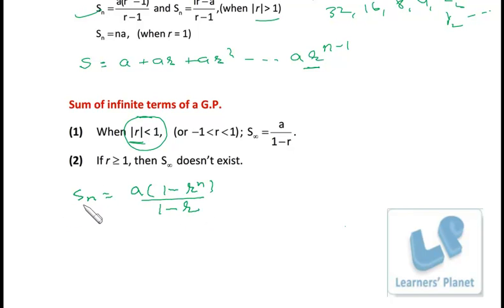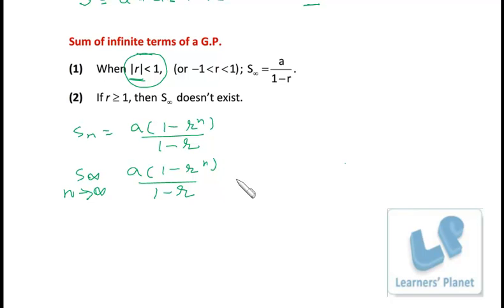Now this is the sum of n terms. If I want the sum till infinity, then S infinity, here n tends to infinity, right? n tends to infinity: a(1 minus r raised to n) upon 1 minus r. Now since r is less than 1, suppose r is any quantity that is less than 1. A number that is less than 1, if it is raised to the nth power, will be as good as 0, right?